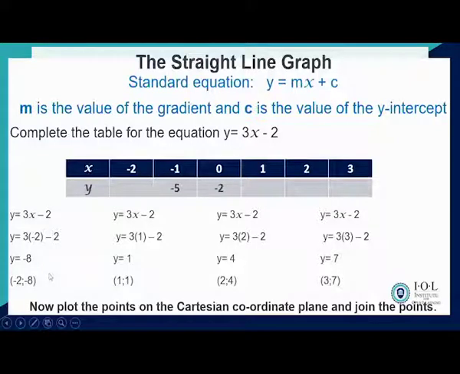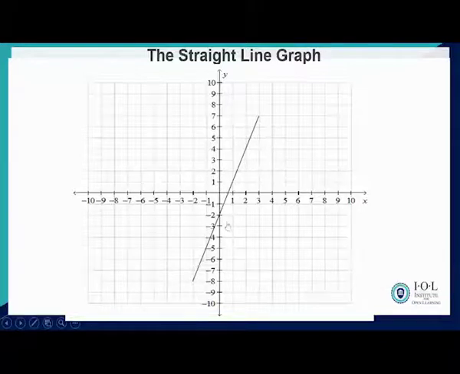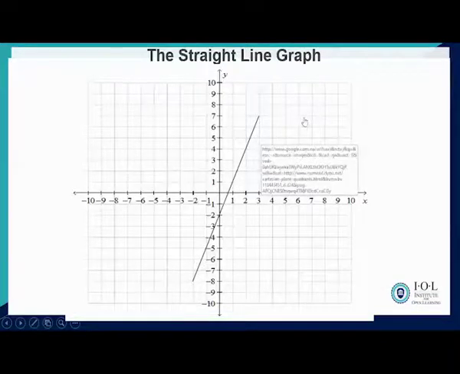And remember, these are the coordinates, minus 2, minus 8. If you have to write a coordinate with brackets, remember as I said earlier, without the brackets at the sides, it's no coordinate. Then you can draw the graph. You plot the points at the specific places and you draw the graph neatly with a straight line.